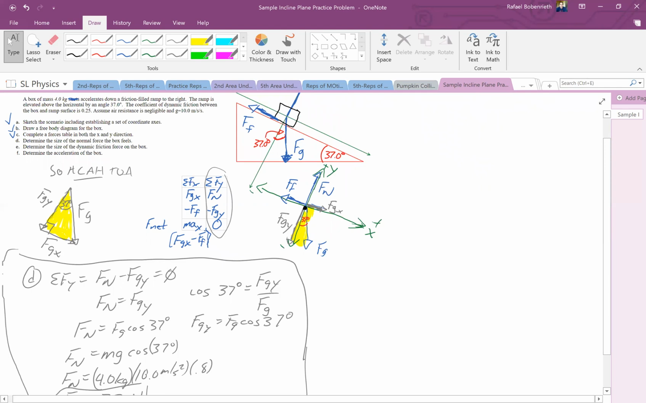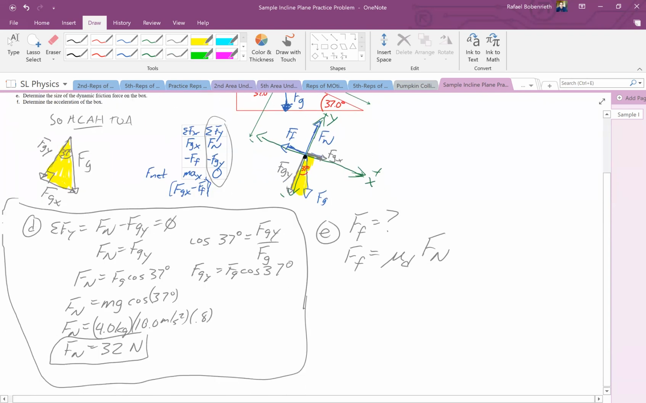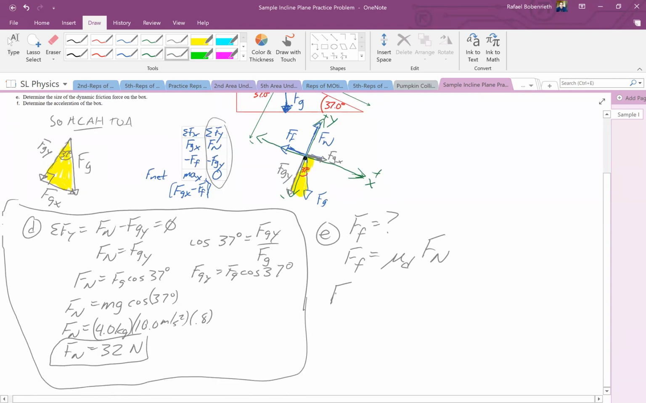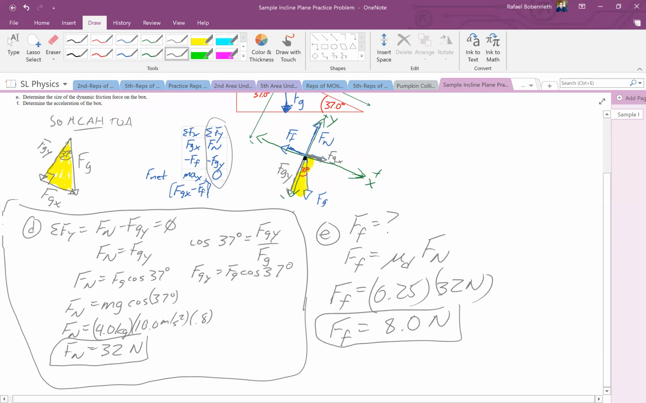Part E says determine the size of the dynamic friction force on the box. So for part E, we want to know what the friction force equals. Remember, friction force equals the coefficient, in this case dynamic friction, times the normal force. We got the normal force in part D, so this is quite simply taking 0.25, multiplying it by 32 newtons. We get an answer of 8.0 newtons for our friction force. Hey, that wasn't so bad. Awesome.